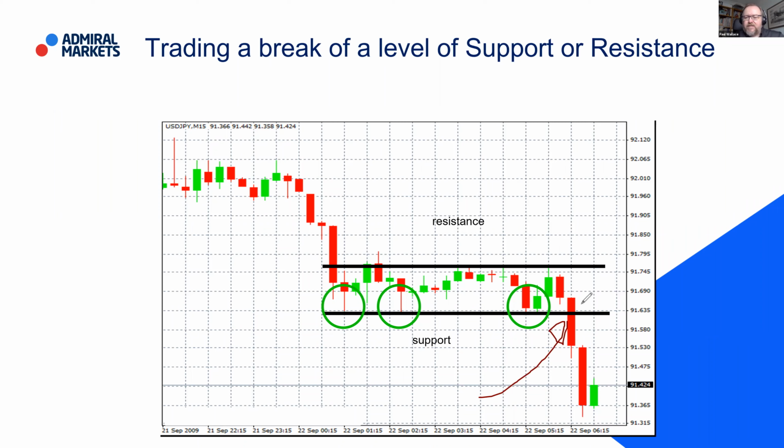In that example, we had a break of a level of support or resistance. In this case, it was a break of support. There was a nice little channel, with very clearly defined resistance at the top and very clearly defined support at the bottom, and that broke and the trade went through there. So hopefully you can see that, and try to understand that.